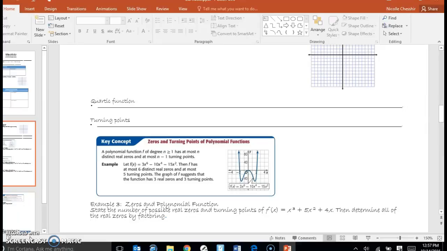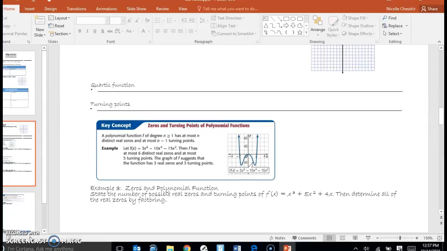All right, so looking at zeros and turning points of polynomial functions, for a polynomial function f of degree n, where your degree is greater than or equal to 1, the number of turning points is going to be that degree number minus 1. So if you have a fourth degree function, you can have at most 3 turning points. Does that mean that you have 3 turning points? No. You have a possibility of 3.